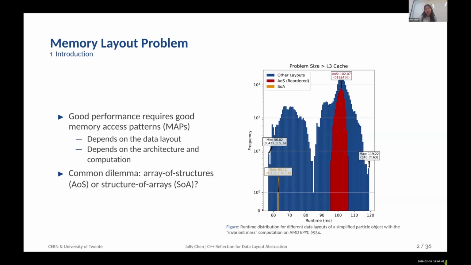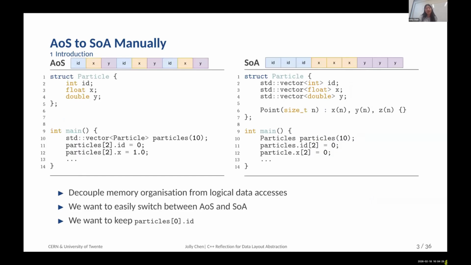And of course, this picture could look different if we had a different architecture or a different computation, which makes it difficult to choose what the optimal layout is. So a common dilemma that people face is choosing between array of structures and structure of arrays, AOS or SOA for short. And in C++, the way you can change your layout is by redefining your data structures.